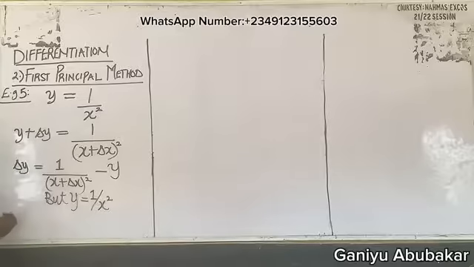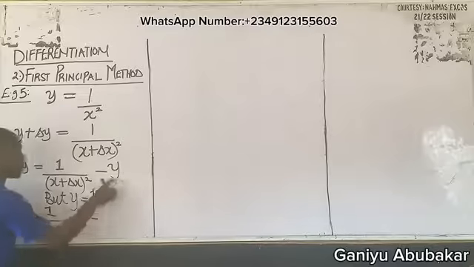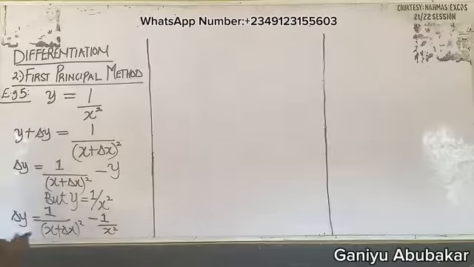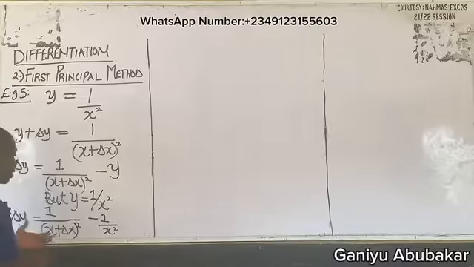From here, I'll have that change in y is now equal to 1 over x plus change in x all squared, minus y. What's y now? y is 1 over x squared. All right, so I have this as my expression.